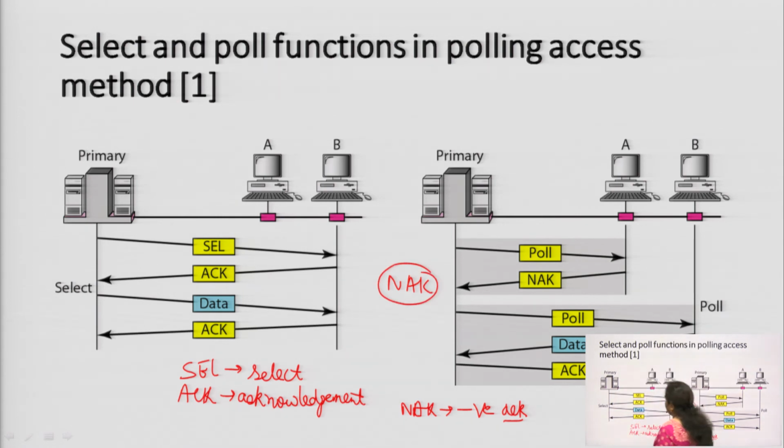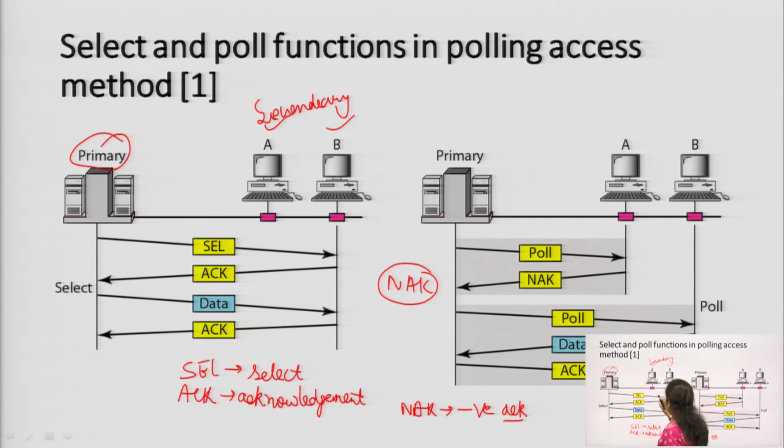Now, how will this work? As you can see in this first diagram, this is the primary which will initiate the transmission, which wants to transmit the data, and there are two stations, two computers, A and B. It will select any one of the secondary computers.